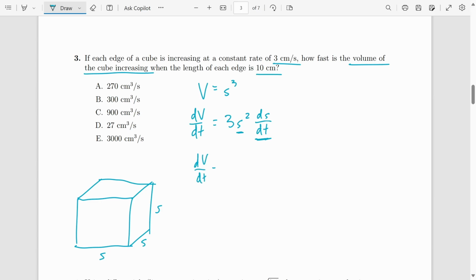dV over dt equals 3 times S squared, which is 10 centimeters squared, times dS over dt, which is 3 centimeters per second. Multiplying all these together, we get dV over dt equals 3 times 10 squared, which is 100, so 300. 300 times 3 is 900. Answer choice C. So restating this problem, at the moment when each edge is 10 centimeters, the volume of the cube is increasing at a rate of 900 cubic centimeters per second.